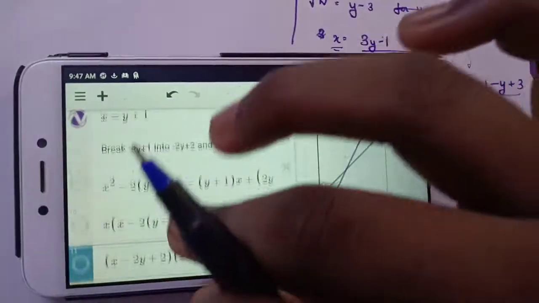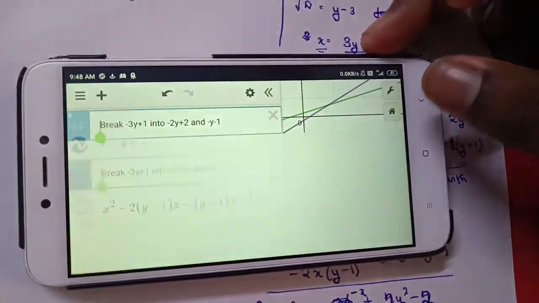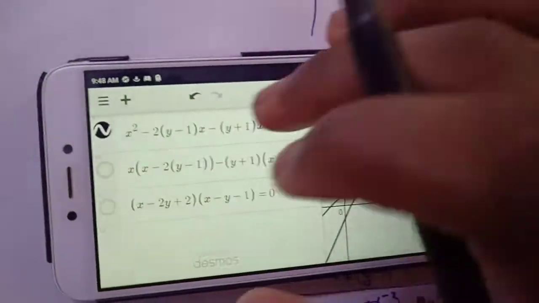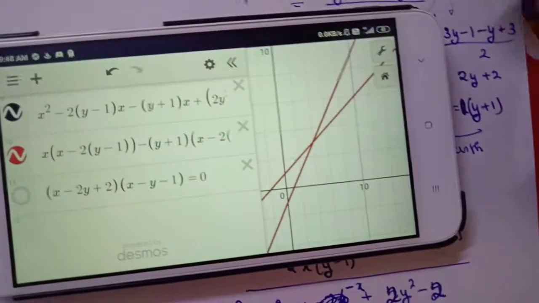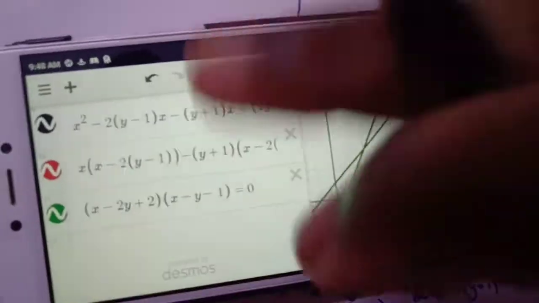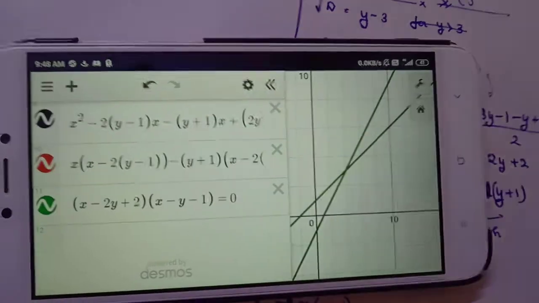So just to show that everything is the same, let me turn off this. This happens, man, it gets very annoying. Yeah, so this is also the same, this is also the same, and this is also the same. So all of these are the same thing. I'm basically just factorizing it.